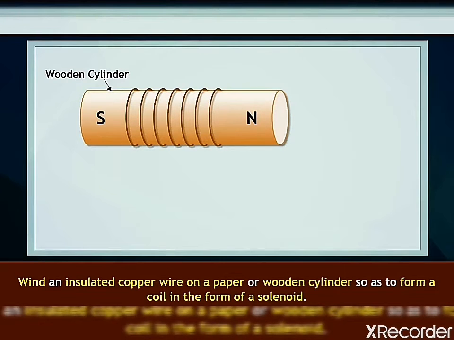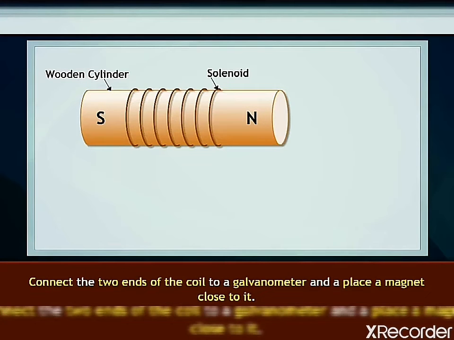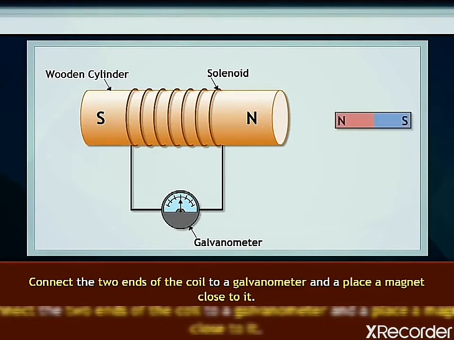To do this experiment, we need a wooden cylinder and an insulated copper wire. The first thing is to wind the insulated copper wire on the wooden cylinder so as to form a coil, a solenoid. Then connect the two ends of the coil to a galvanometer and place a magnet close to it.